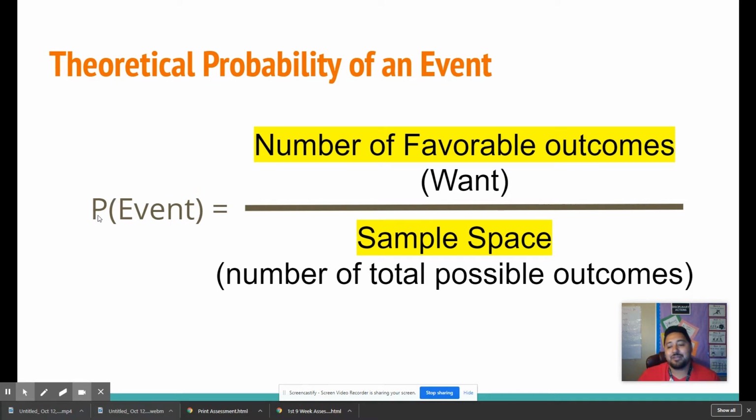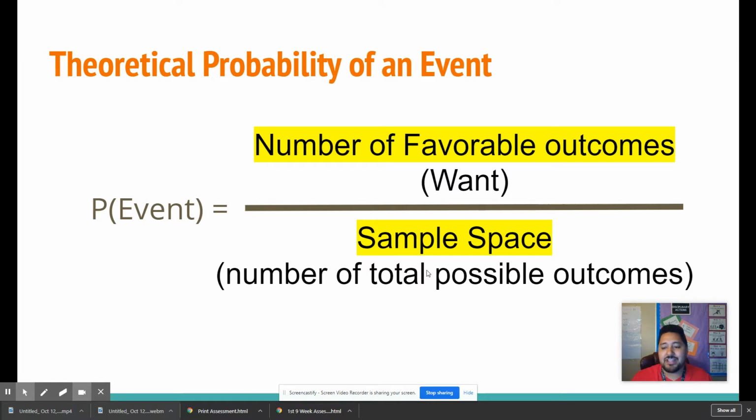And so this says P parentheses event parentheses. This says the probability of an event. P stands for probability, and the probability that an event will happen is equal to, in the numerator, the number of favorable outcomes, what we want, and then the denominator would be the sample space, the number of total possible outcomes. So it's what we want over the total possible outcomes.